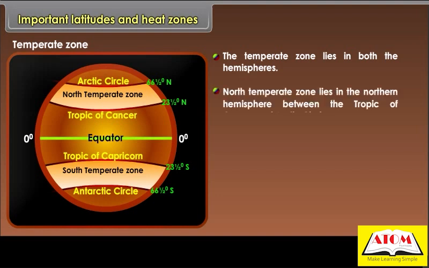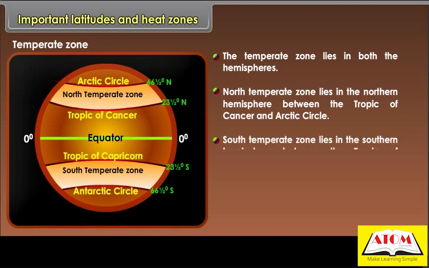North temperate zone lies in the northern hemisphere between the Tropic of Cancer and Arctic Circle. South temperate zone lies in the southern hemisphere between the Tropic of Capricorn and the Antarctic Circle.